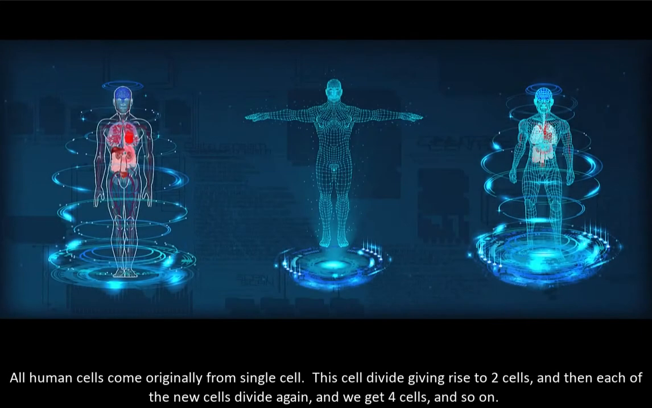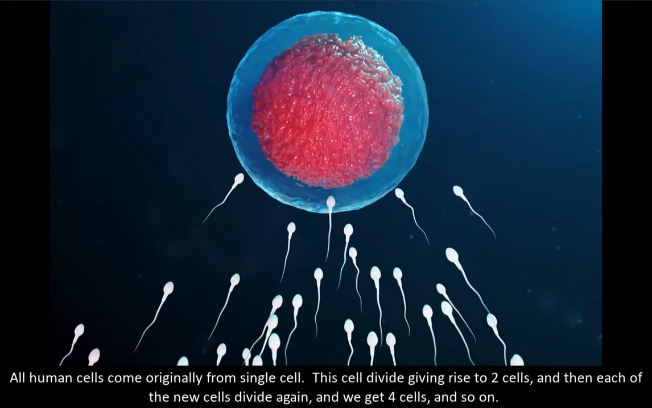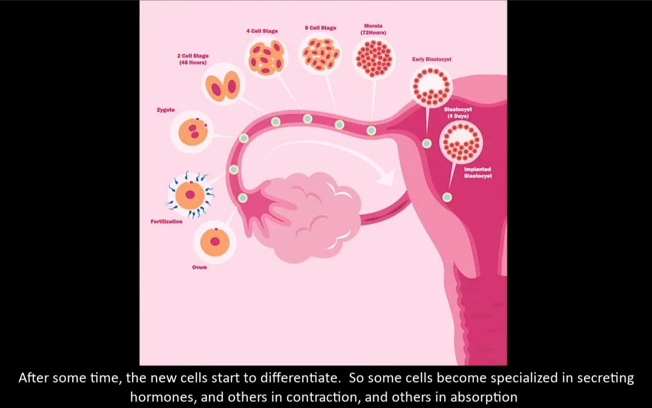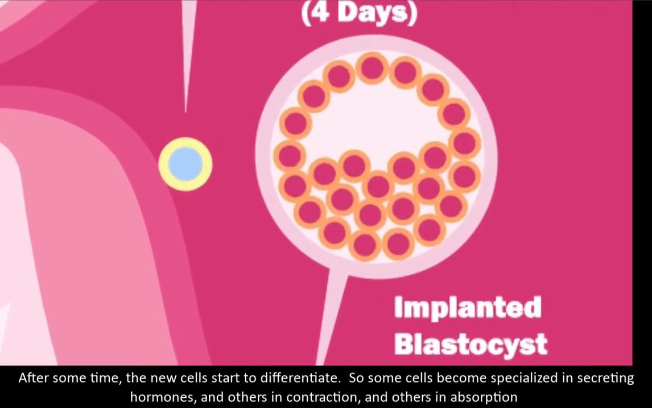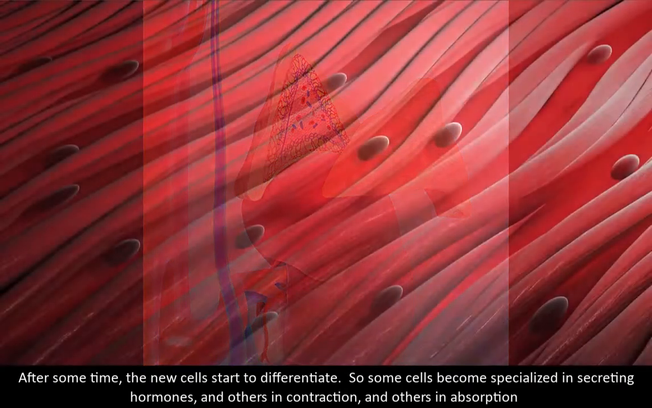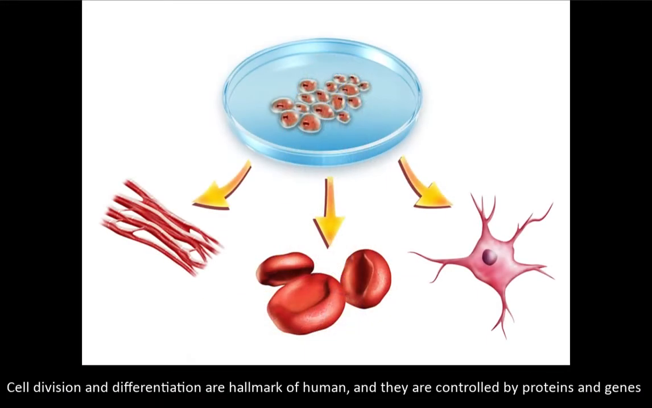All human cells come originally from a single cell. The cell divides, giving rise to two cells, and then each of the new cells divides again, and we get four cells, and so on. After some time, the new cells start to differentiate. Some cells become specialized in secreting hormones, others in contraction, and others in absorption. Cell division and differentiation are hallmarks of humans, and they are controlled by proteins and genes.